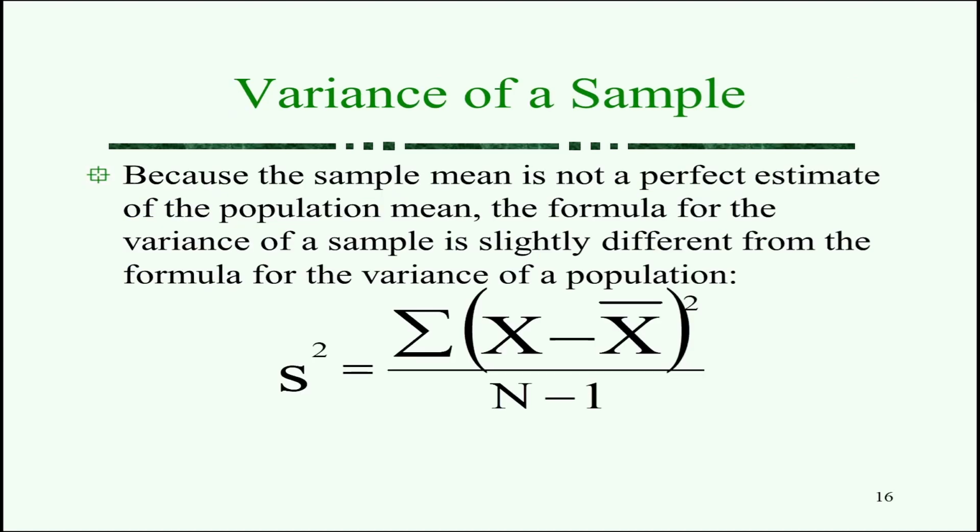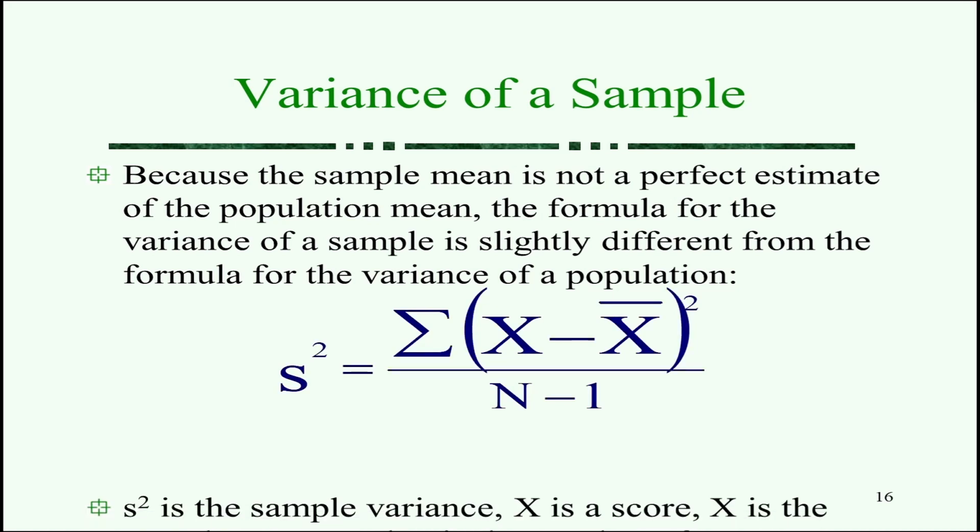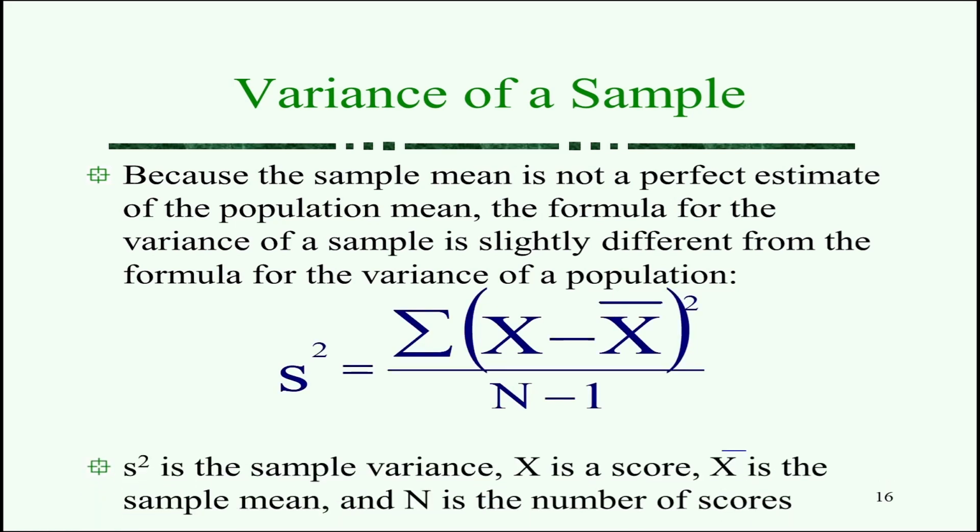Variance of a sample. Because the sample mean is not a perfect estimate of the population mean, the formula for the variance of a sample is slightly different from the formula for the variance of a population. That is s squared is equal to summation of (x minus x bar) the whole squared divided by n minus 1. Here s squared is the sample variance, x is a score, x bar is the sample mean and n is the number of scores.